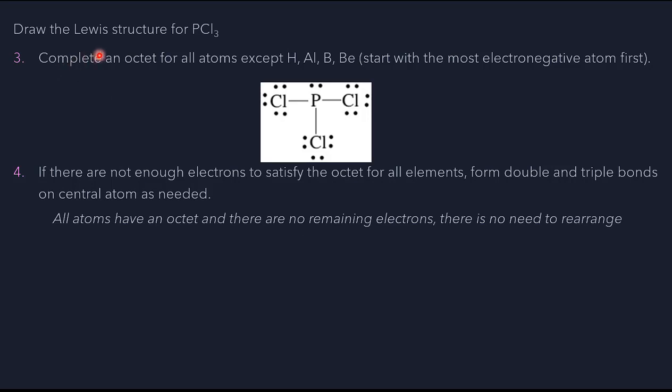Next, complete an octet for all the atoms, starting with the most electronegative atom first. So we're going to start with the chlorides. They're more electronegative. It really doesn't matter which one you start with first. So what I do is I put 8 electrons around each chloride. 1, 2, 3, 4, 5, 6, 7, 8. That's going to give me 8 times 3, which is 24 electrons.